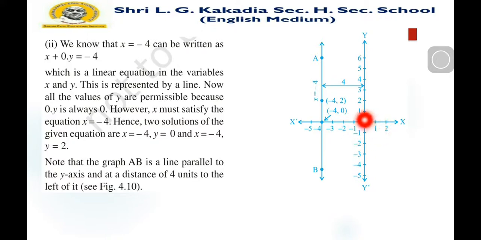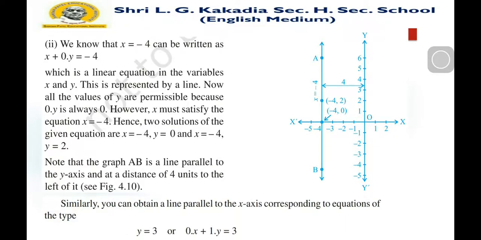As you can see here, we just take 2 points to draw a line: (minus 4, 0) and (minus 4, 2). So we get such a line parallel to the y axis. In this way you can draw such graphs parallel to the x axis or y axis alternatively. Similarly, you can obtain a line parallel to the x axis corresponding to an equation of the type y is equal to 3, which means it is a point on the y axis.